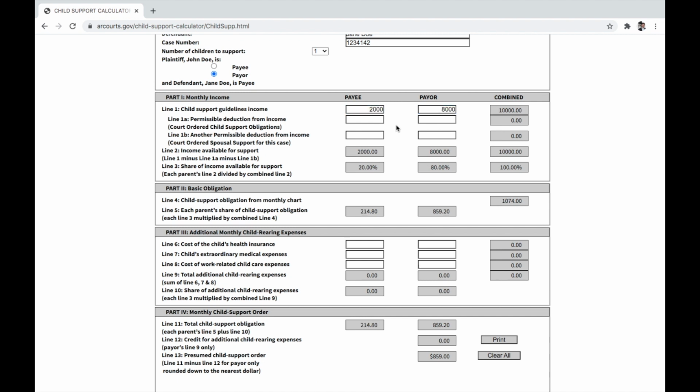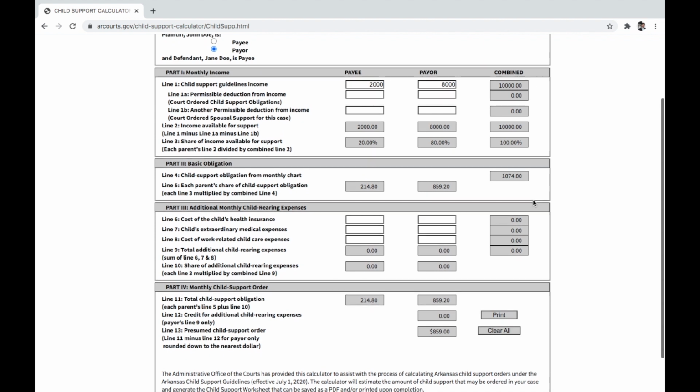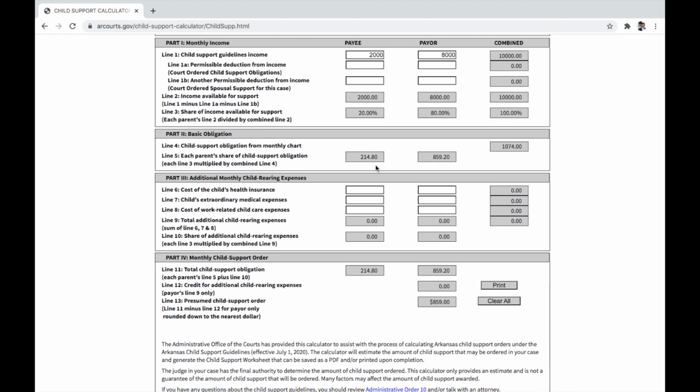You will see that the worksheet has the total household amount at $10,000. In our scenario, neither party has permissible deductions. If they did, then those would be put into the worksheet on part 1 and the total amounts for each would be adjusted accordingly. Based on the total household income, you will get a chart based child support obligation amount. In this case, that would be $1,074. The amount each party is responsible for of that total amount is based on the percentage each contribute to the total income. So, in our scenario, John is responsible for 80% and Jane 20%.